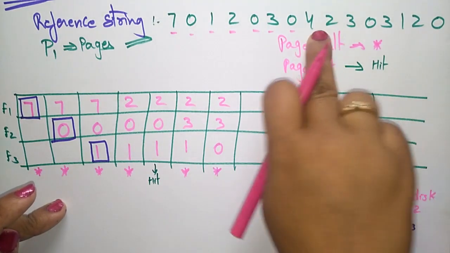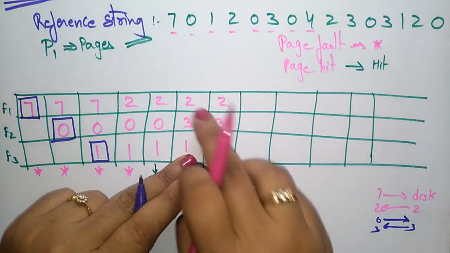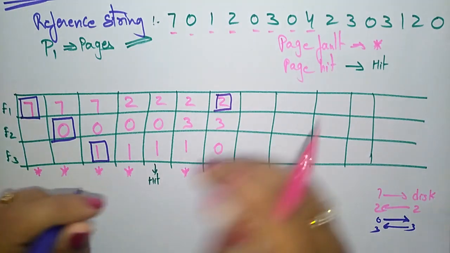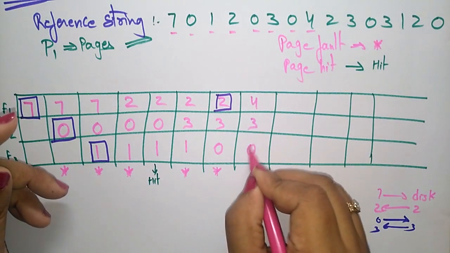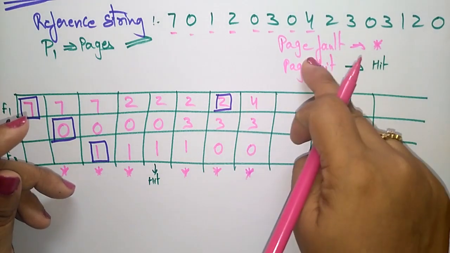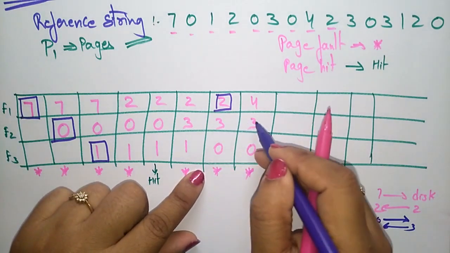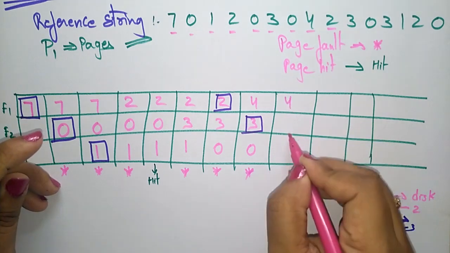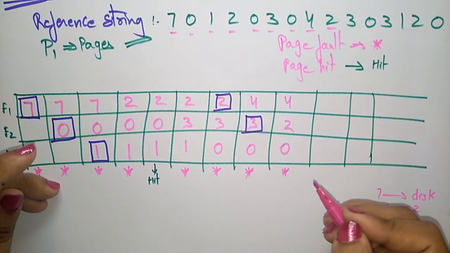So next I want to place 4. Okay, so which one has to be replaced? So I have to replace 2. So 4, 3, 0. So this is also a page fault because 4 is not present. Next I have to place 2. Now 3 has to be replaced. 4, 2, 0. So this is also a page fault.